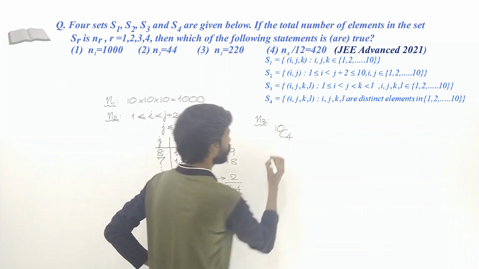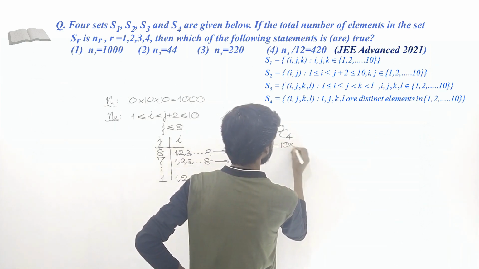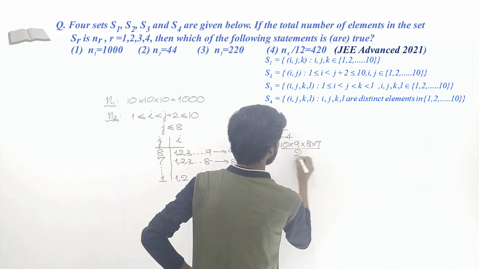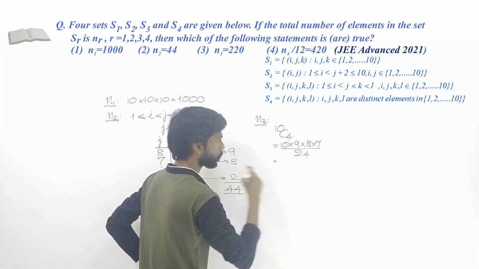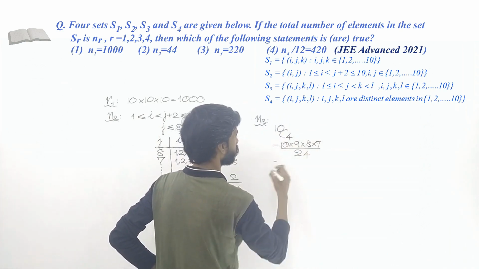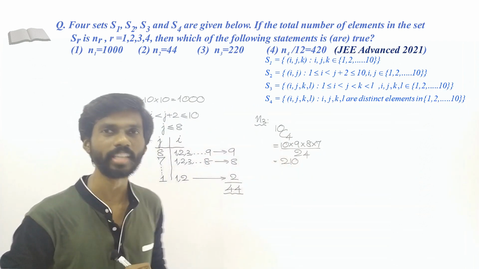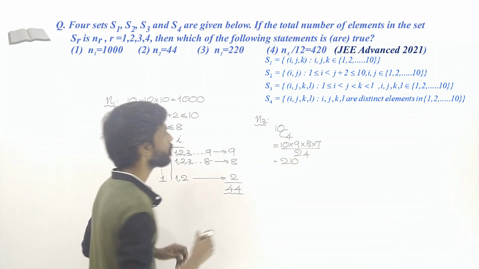Alright, let's calculate this. 10C4 is 10 times 9 times 8 times 7 divided by 4 factorial, which is 24. So this is like 8, 3 times 7, 21. So 210. This is the value of n3, the number of ways to form the set S3.